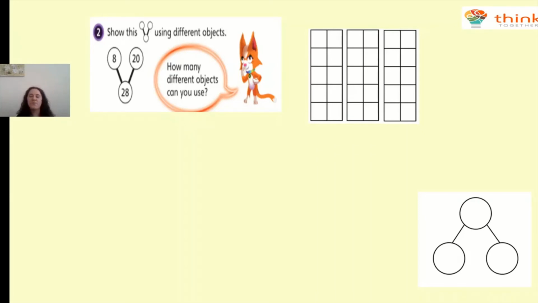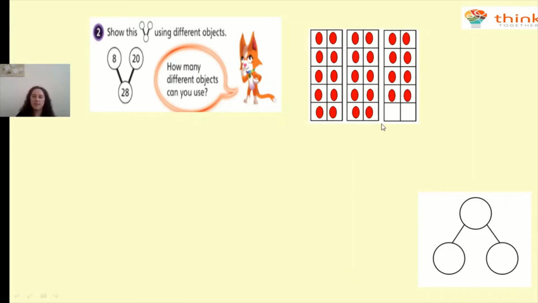Have you done that? Well done. Let's find out all the different ways. So the first thing we could do is use a tens frame. How many groups of 10 am I going to need? Well done. I'm going to need 2 groups of 10. Then how many ones am I going to need? Fantastic. I'm going to need 8 ones. So here I've got 20 and then 8.